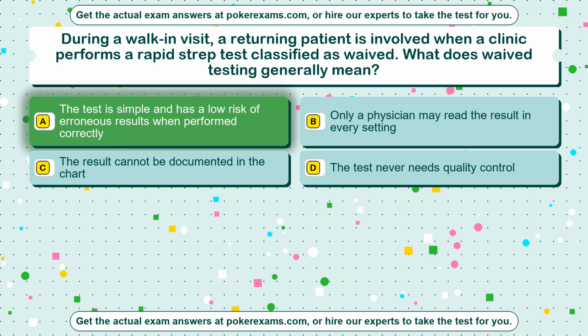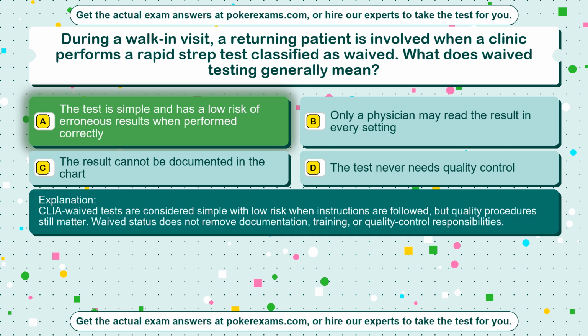The correct answer is option A. The test is simple and has a low risk of erroneous results when performed correctly. CLIA waived tests are considered simple with low risk when instructions are followed, but quality procedures still matter. Waived status does not remove documentation, training, or quality control responsibilities.